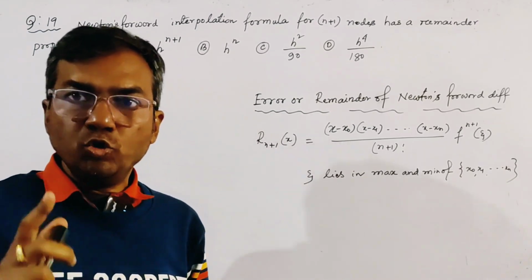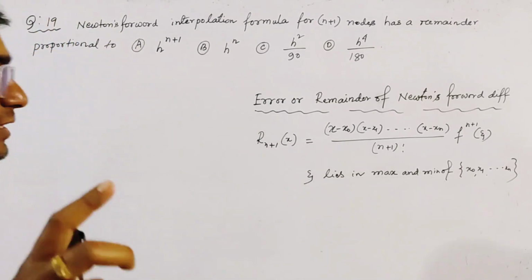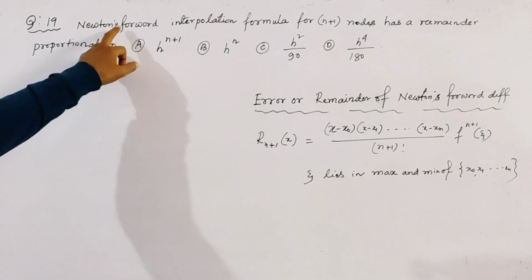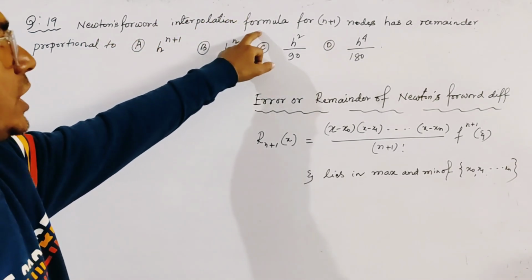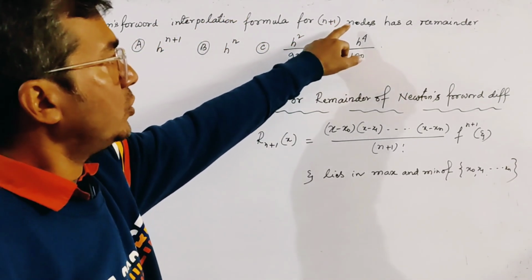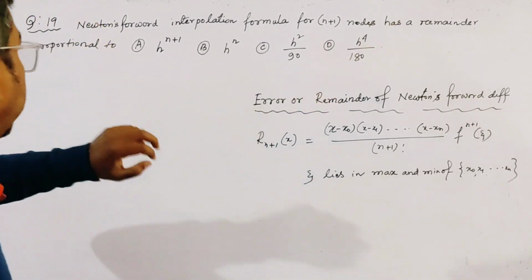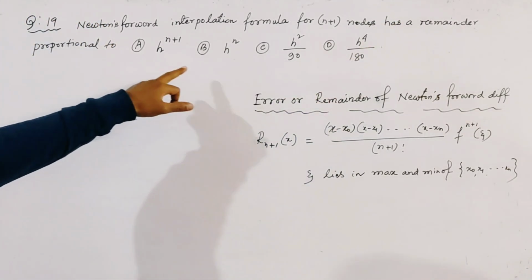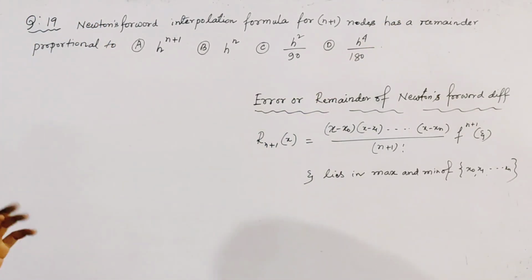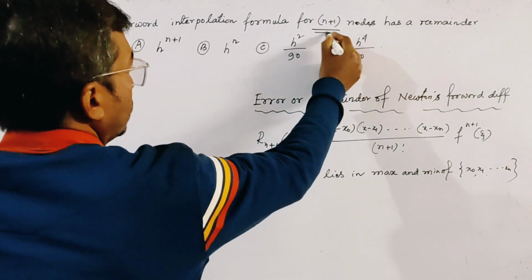MCQ from numerical analysis, and the problem is: Newton's forward interpolation formula for n+1 nodes has a remainder proportional to... 4 options are given. We have to find out the correct option. Okay, here it is given that n+1 nodes.